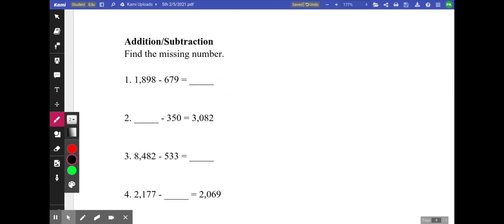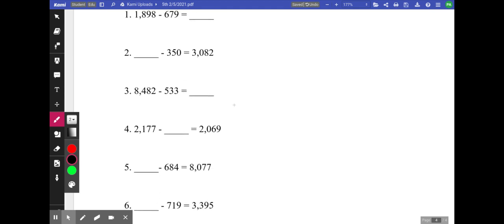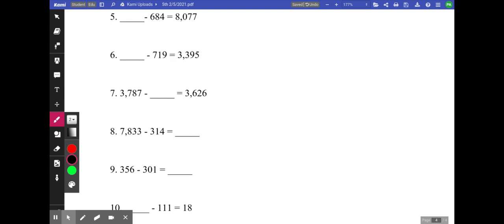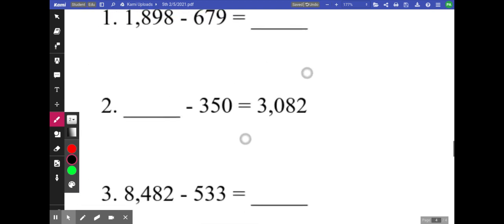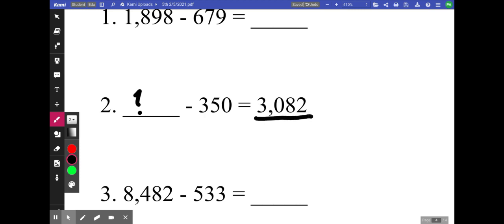Adding and subtracting, it says find the missing numbers. Some of them might be easier, some of them might not be. So let's try number 2 first. So this one, we need to find a number here. We don't know. However, the only thing we do know is that it has to be much bigger than this. Because if this question mark was to be smaller than 3082, that would not work.